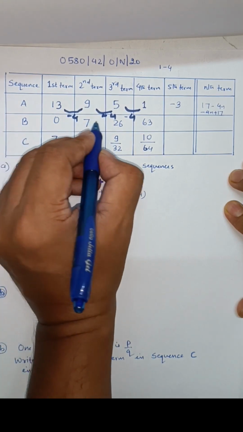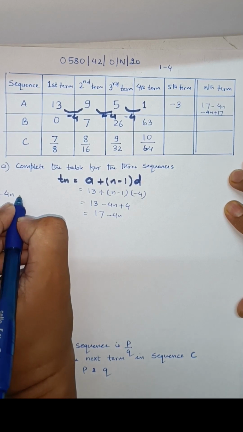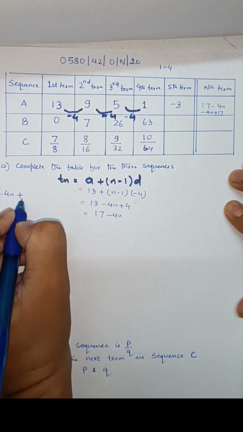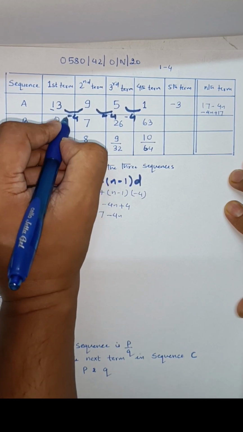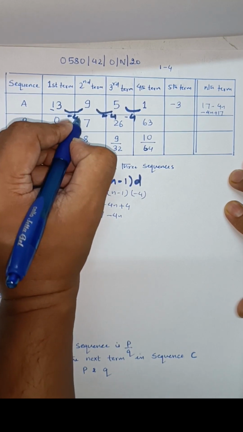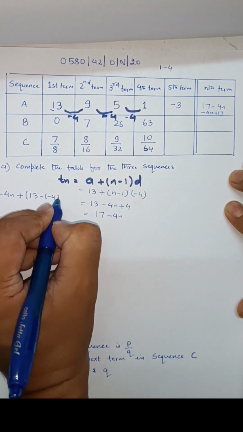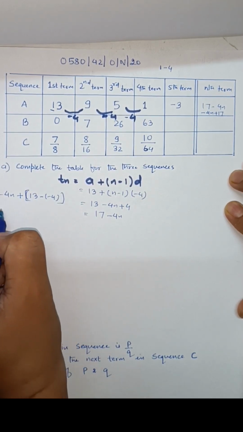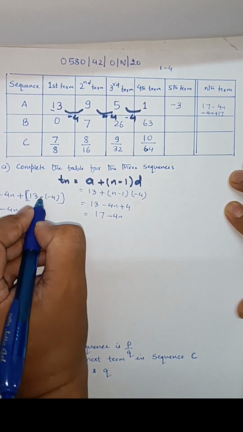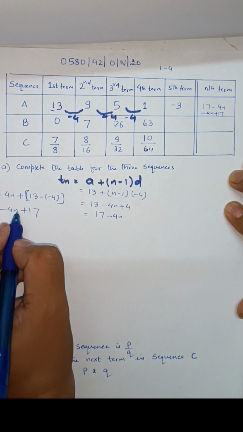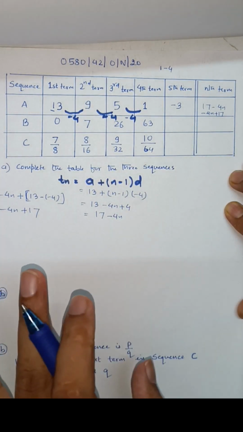There is another way we can directly write it as well. What is the common difference? If we see, minus 4, so I can write here minus 4n. Now plus the first term minus the common difference. So it is going to be 13 minus of minus 4. If we solve this one, we are going to get 17, as minus and minus makes plus. So minus 4n plus 17 is going to be our answer. So this way we can solve.